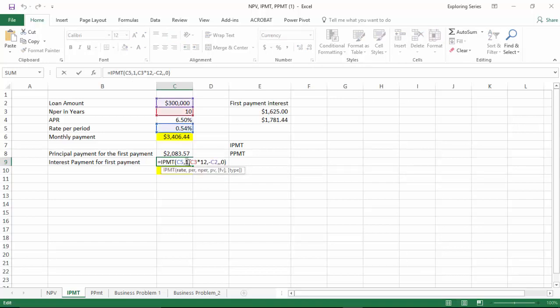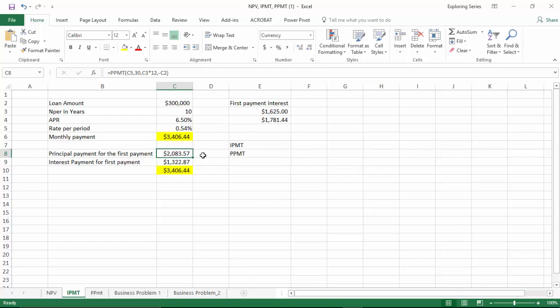I'm going to change the 1 within IPMT also to 30. And it's going to tell me that now the principal is $2,083.57 and the interest is $1,322.87. The important thing to pay attention to is that they still add up to the original monthly payment. Okay, now that's a really key learning point that you'll see in the next video.